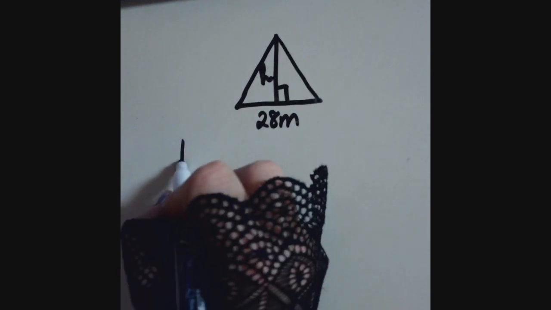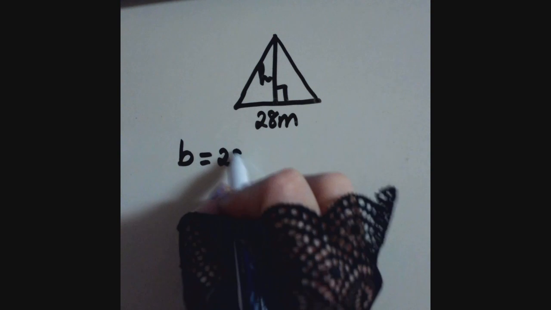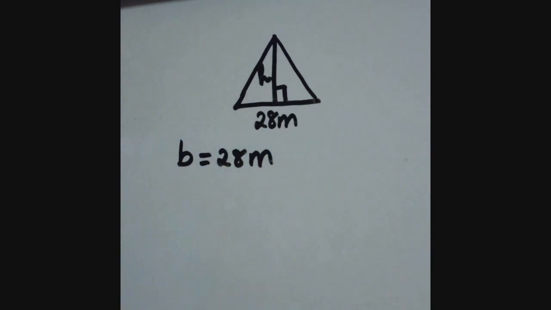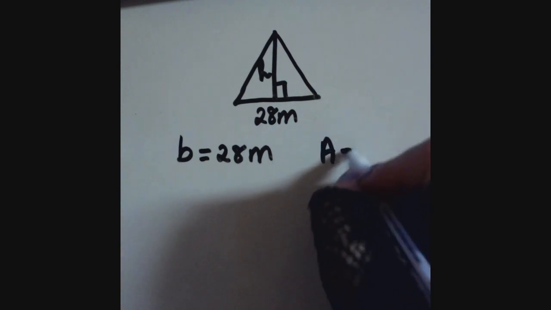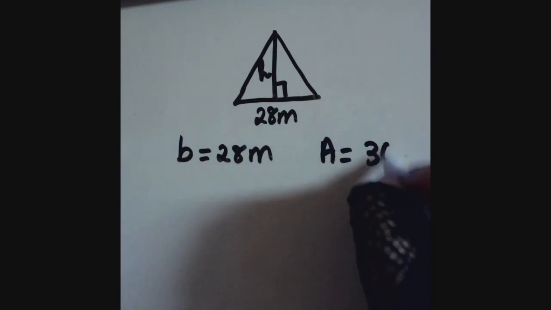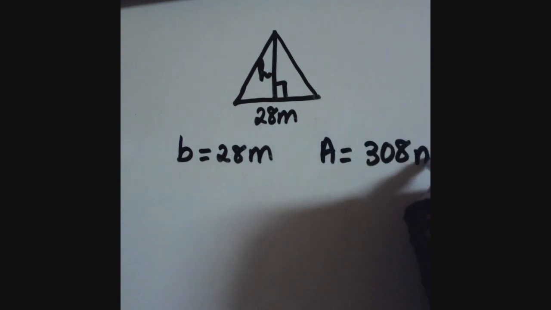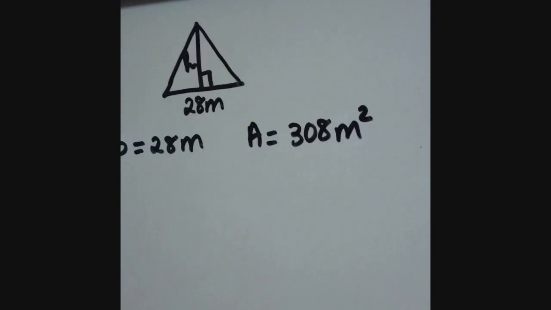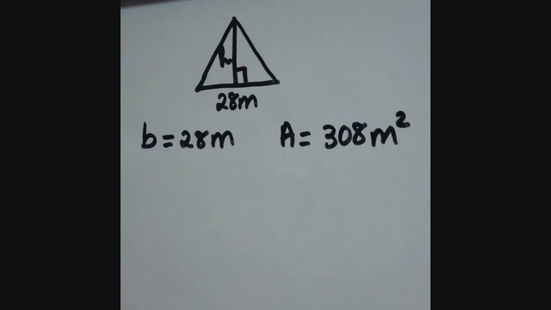So it says the base of the triangle is 28 meters. Alright, we can see that. Its area is 308 square meters. So I'll go ahead and write that. There, we can fit that all in. Okay, find the height of the triangle.